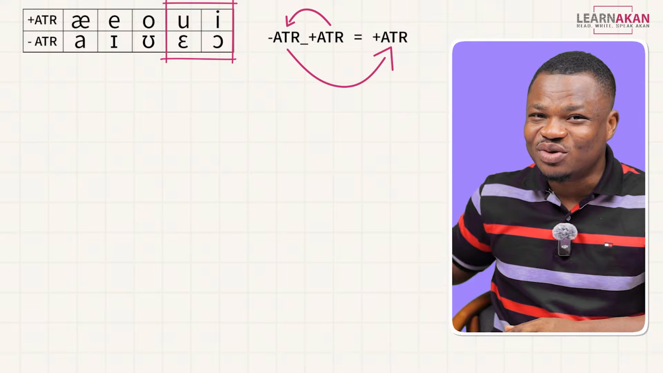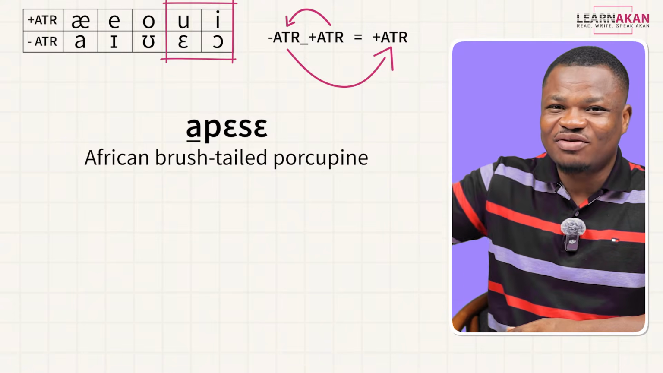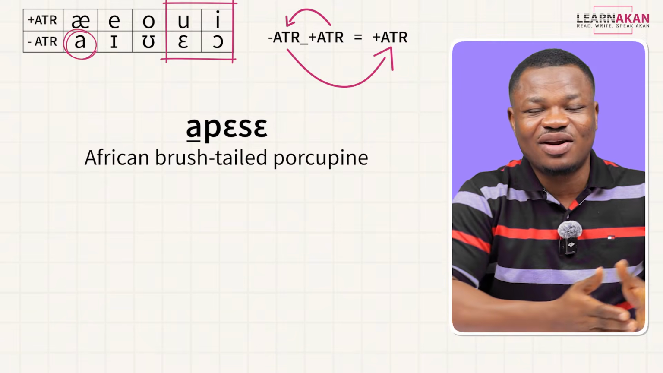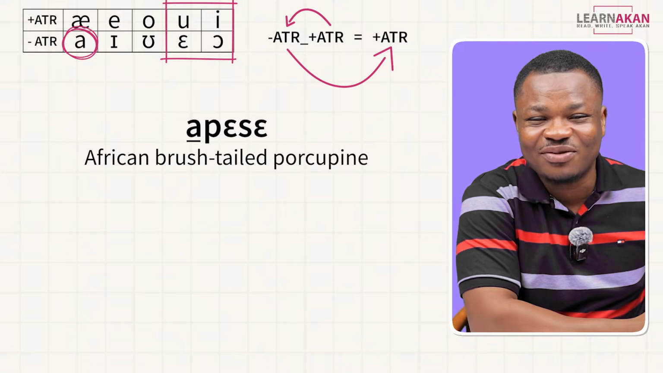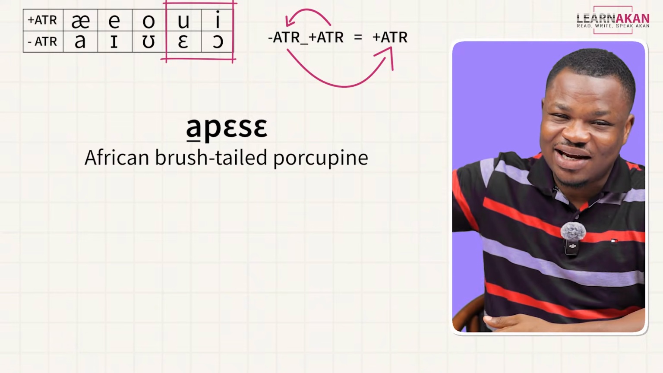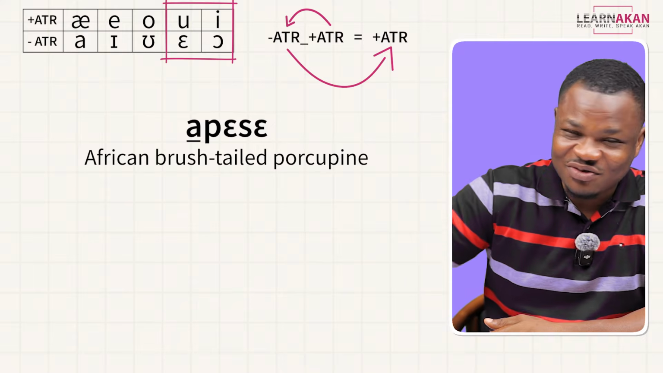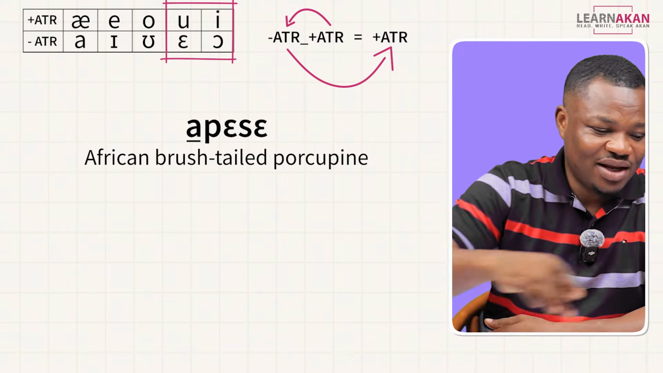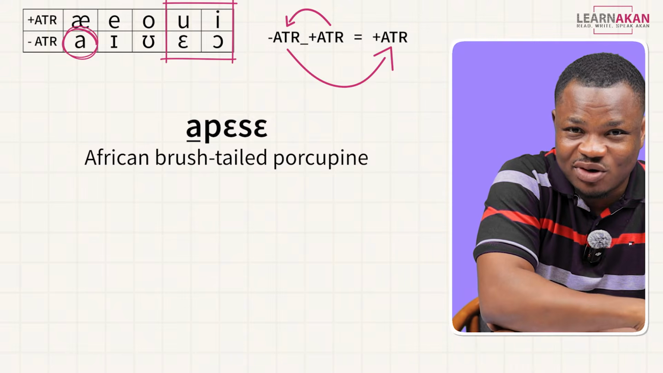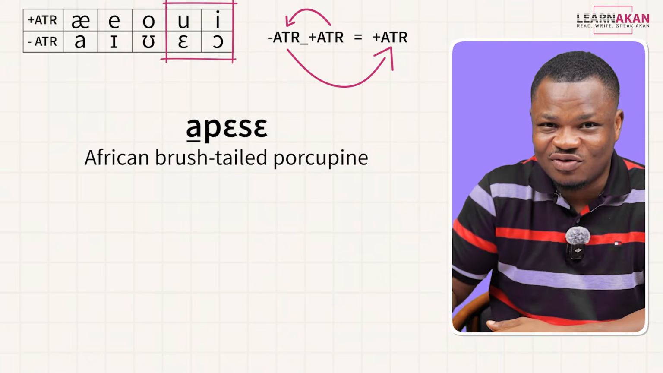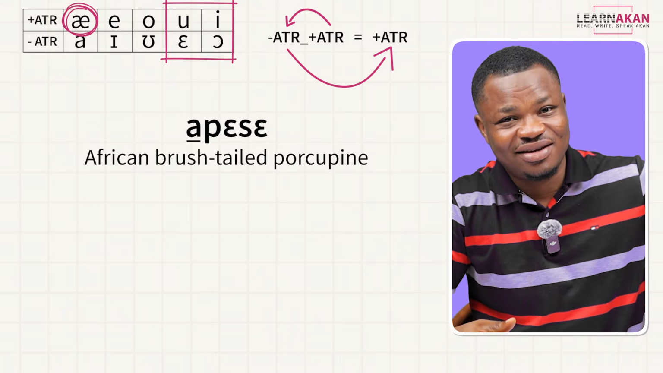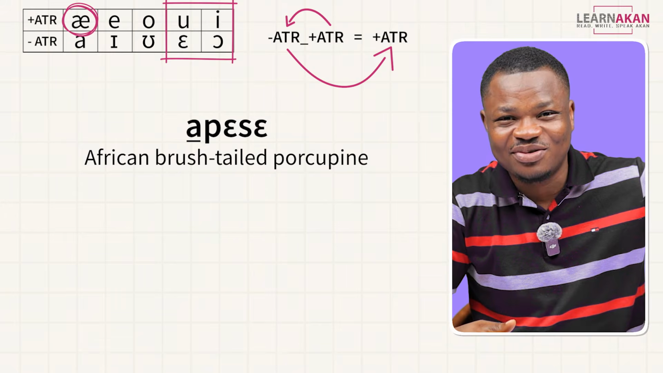Let's see another example. We have this one. Again, we have A in front, right? And we want to know whether we should pronounce that as the regular A sound, which is minus ATR, or as E, which is plus ATR. So we need to check the next vowel. If that next vowel is minus ATR, then the A gets pronounced as a regular A, which is minus ATR as well. If not, and the next vowel is plus ATR, then the A gets pronounced as E, which is plus ATR as well. Okay?